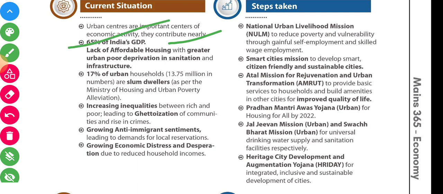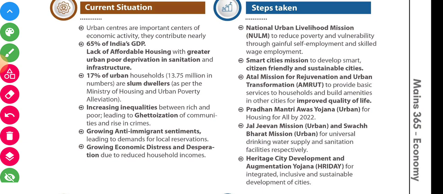Lack of affordable housing with greater urban poor, deprivation in sanitation and infrastructure. 17% of urban households are slum dwellers. Increasing inequalities between rich and poor leading to ghettoization. This is the keyword ghettoization that you can remember. Ghettoization of communities and rise in crimes. Growing anti-immigrant sentiments leading to demand for local reservations. Growing economic distress and desperation due to reduced household incomes.